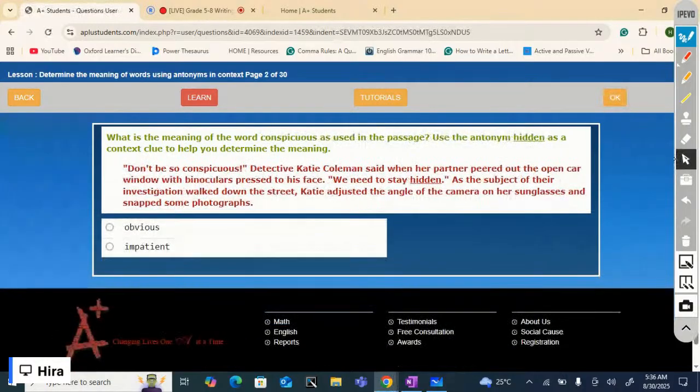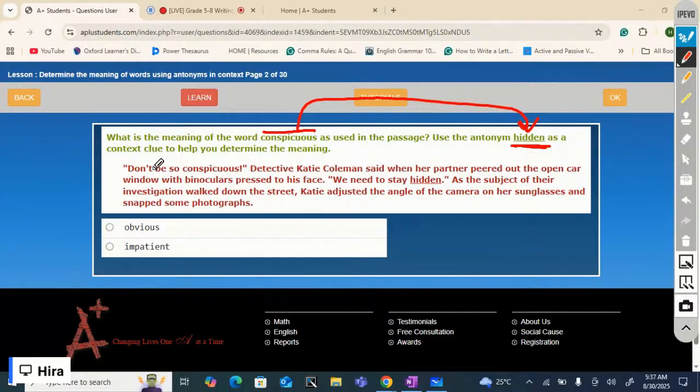What is the meaning of the word conspicuous as used in the passage? You know, it's a new word for you. Conspicuous. Use the antonym hidden as a context clue to help you determine the meaning. Hidden is a very easy word, you know it. So, what is the opposite of hidden? Not hidden. But the opposite of hidden is conspicuous.